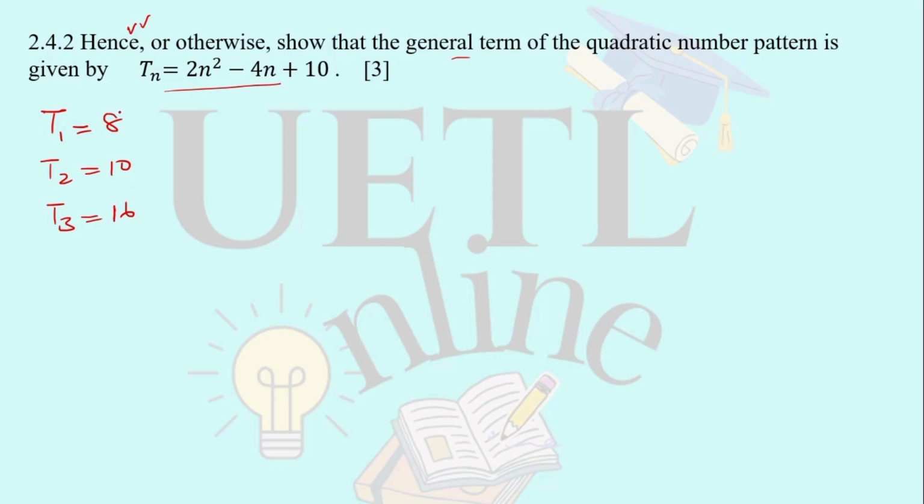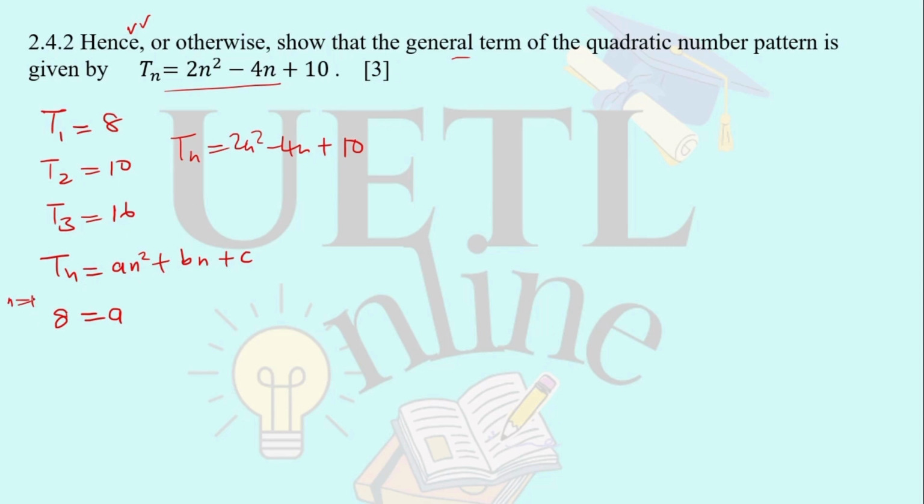Now our duty is just to prove Tn is given by 2n squared minus 4n plus 10. From our general formula, we know that Tn is given by an squared plus bn plus c. So let's substitute t1, t2, and t3, and we can get our answer. Let's substitute t1 first. So it's going to become 8 is equal to a, the value we want to find, and we know that n is 1 in this case. In the first one, n is equal to 1.